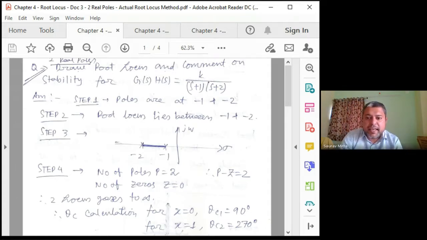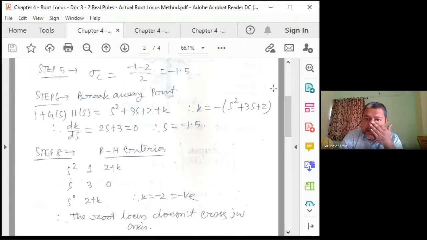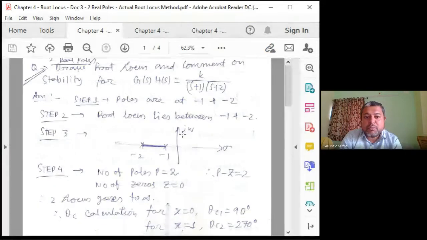How to find it? Take any point and check its right side. If you find that on the right side the total number of poles plus zeros is odd, that means that point is lying on the root locus. Third step, draw this real axis root locus. Fourth step, find the asymptotic angles. If there are 3 real roots, the asymptotic angles will be 60 degree, 180 degree and 300 degree. If there are 2 root locus going to infinity, the asymptotic angles will be 90 degree and 270 degree.